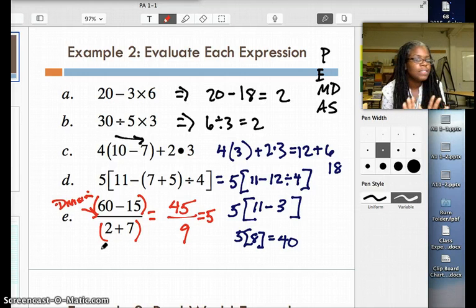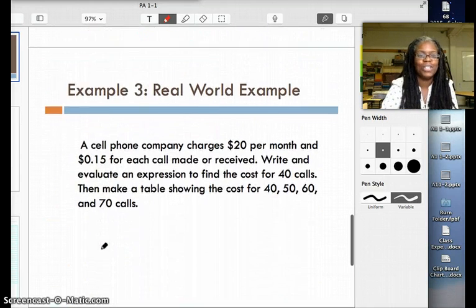I hope that makes sense. Let me know if it doesn't. Let's go on and check out what example 2 is going to give us.